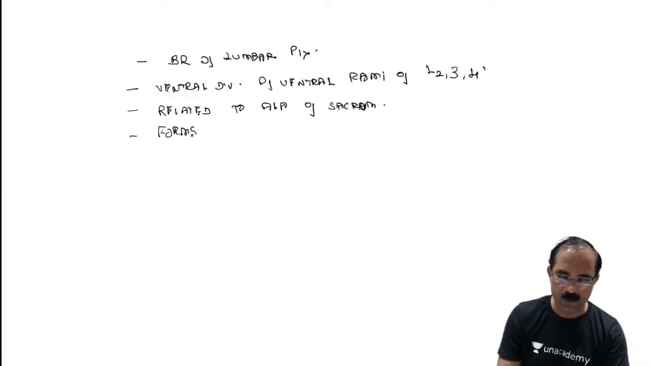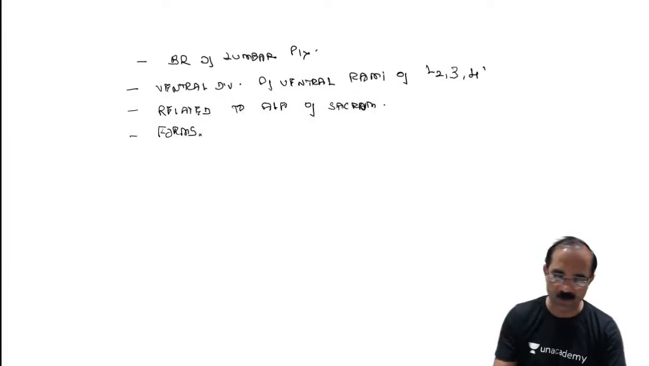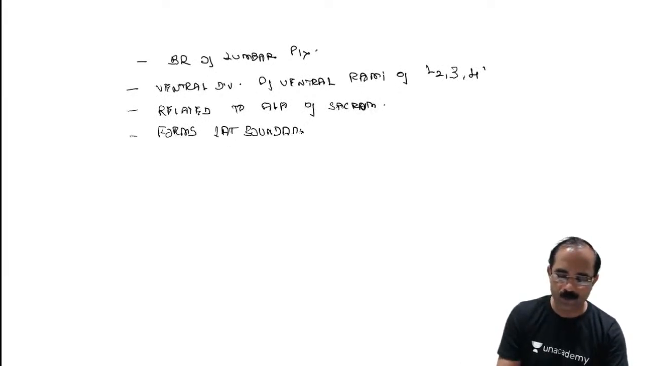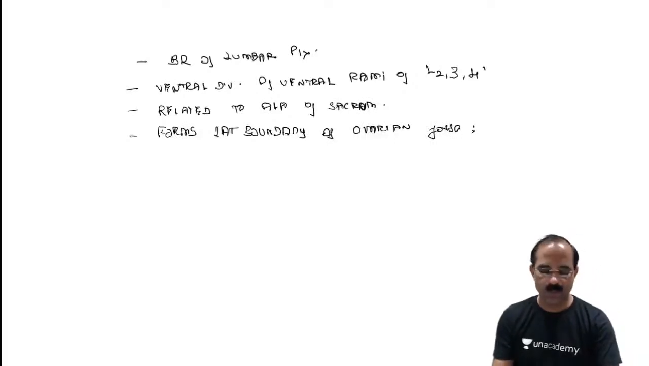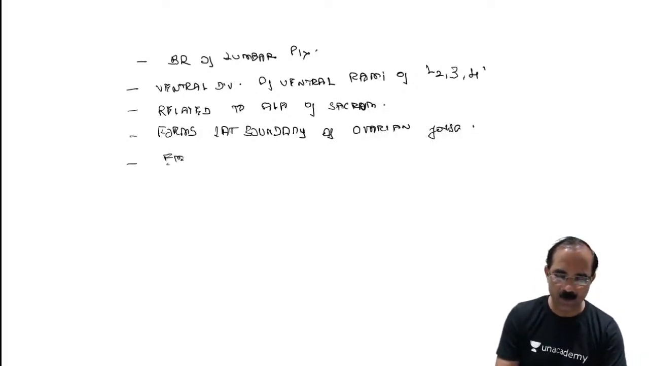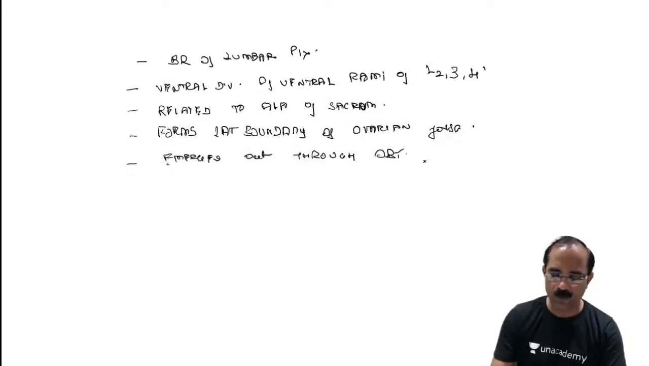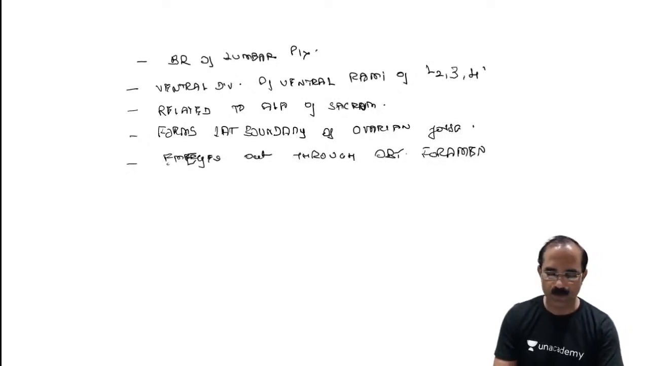All these are MCQs, all points are MCQs. It forms the lateral boundary of the ovarian fossa. It emerges out through the obturator foramen.